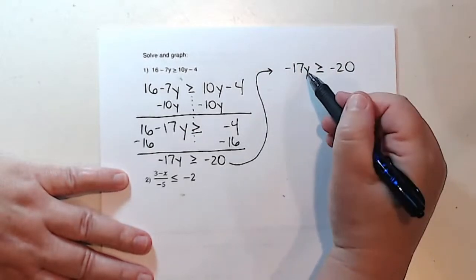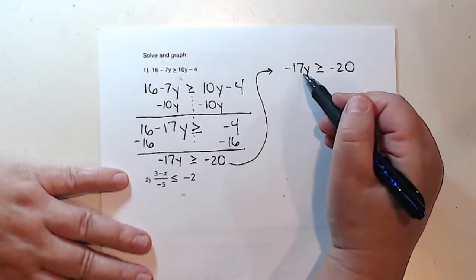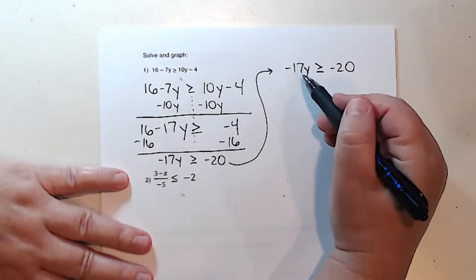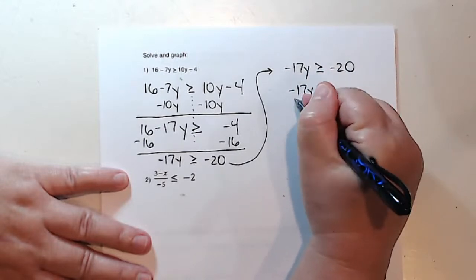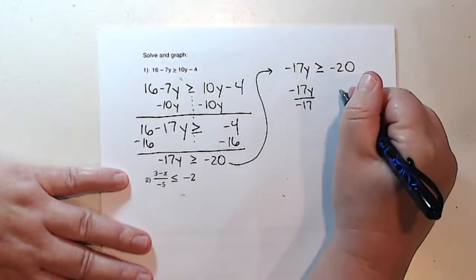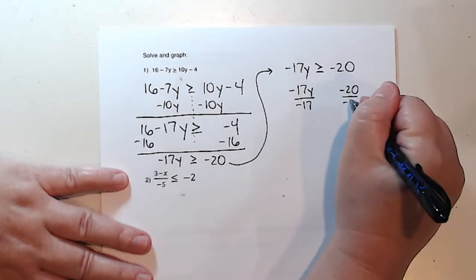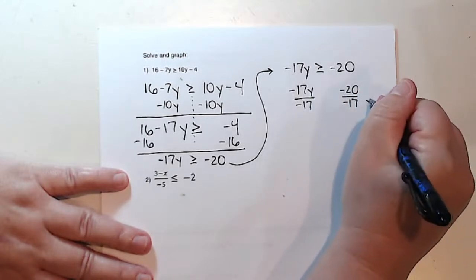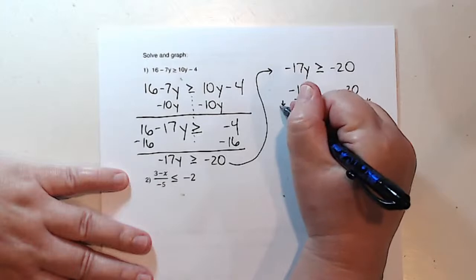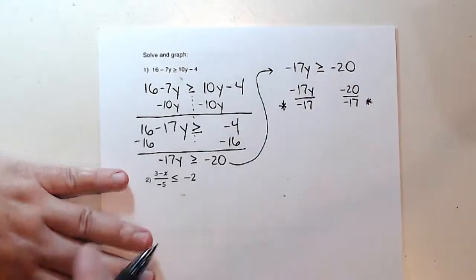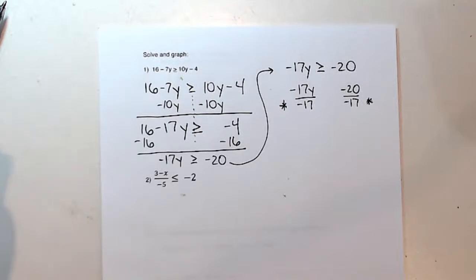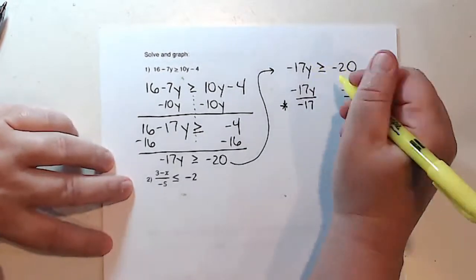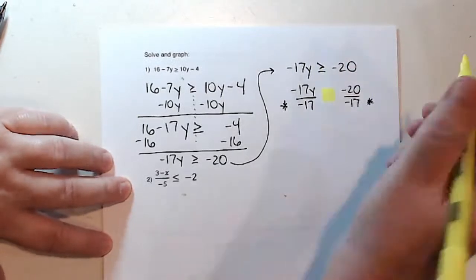And now what I have to do is get y all by itself. So we are going to divide out the negative 17. And there is the magic word right there. Divide by a negative. Since I am dividing by a negative, the inequality, and we're going to do this Dora style. Okay, boys and girls, what happens to the inequality? You're right. It flips around. Oh, isn't that beautiful?